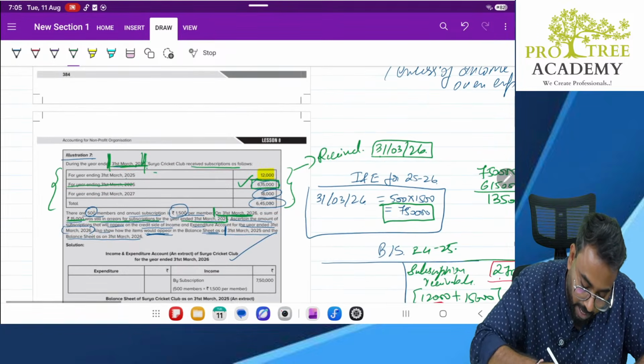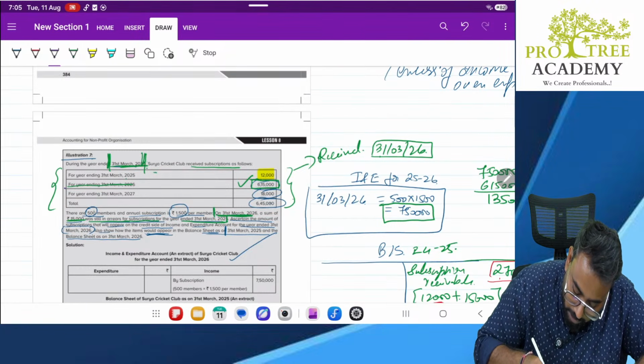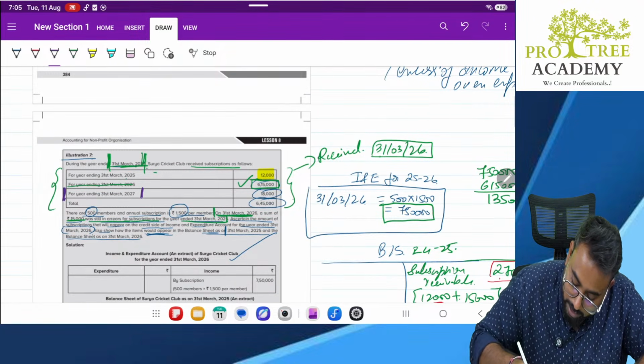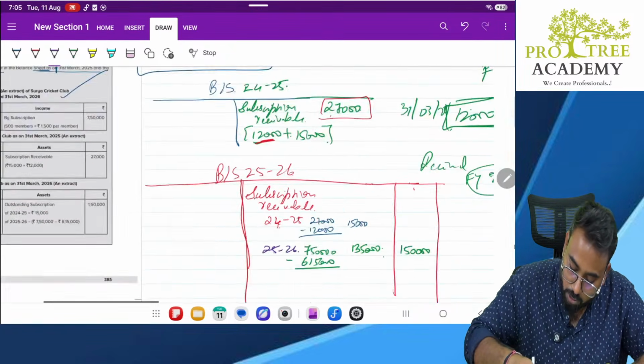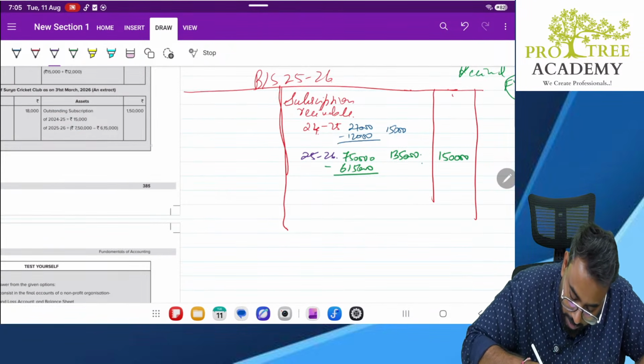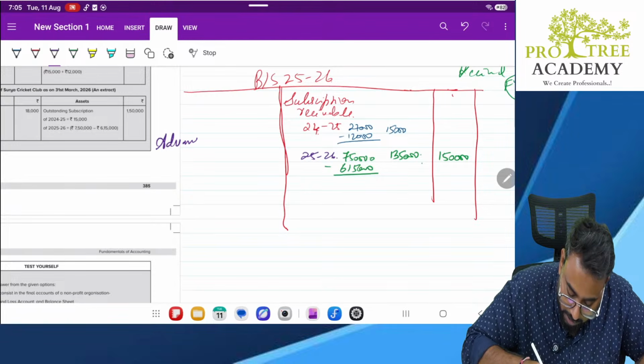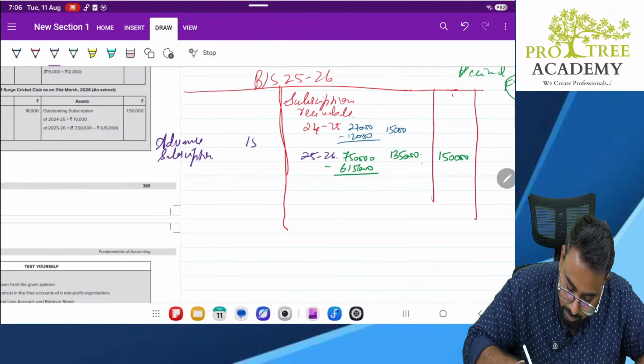Have we received any advance? Yes, we have received advance. Advance received for next year. How much? 18,000. That should be shown on the liability side, correct or no? Advance subscription. How much? 18,000.